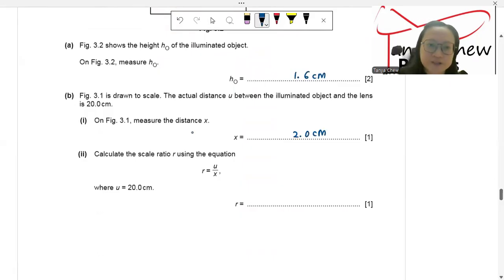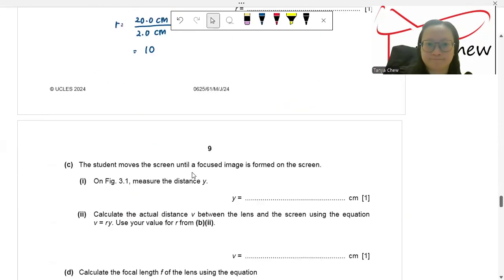Calculate the scale ratio R using the equation R is equal to u over x, where u is equal to 20 cm. Now, very easy. R is equal to u, which is 20 cm, divided by x, which is 2 cm. Just put 2 cm here. That will do. And the unit must be cancelled out. I got R is equal to 10 without the unit.